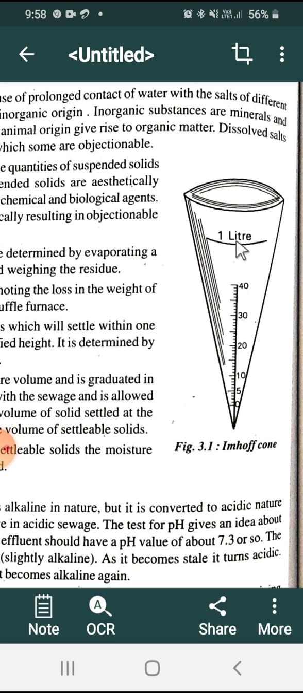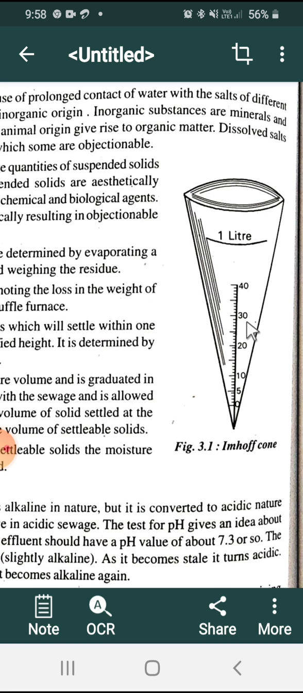You have to allow the water to stand for 1 hour. After 1 hour, you have to check it. You have to mix the 1 liter of sewage and pour all of it into this cone. See, how to determine: take 1 liter of sewage sample, mix it properly in a can, and then pour it into this. There is a stand for this.